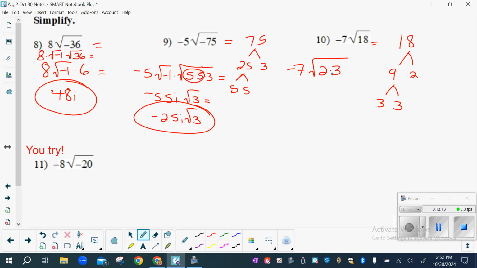Good. And then we're on the other side. That's right, the 3, we have a pair of 3s. So this is negative 7 times 3, square root what, Will? 2. Yes, and so my answer is negative 21 square root 2. Is it an i? No, because it is on the outside. So no i, because, why is there no i on this one? Right, no negative inside the square root.